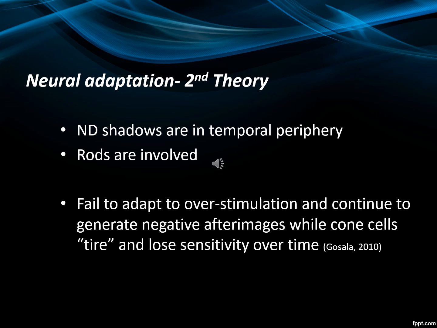A second theory is that most shadows occur in the temporal periphery, and therefore it's hypothesized that it's the rods of the retina that are more involved. And since the rods are more involved, there's a failure to adapt to this overstimulation, and they continue to generate negative afterimages. While if the cone cells were involved, they would tire and lose sensitivity over time.